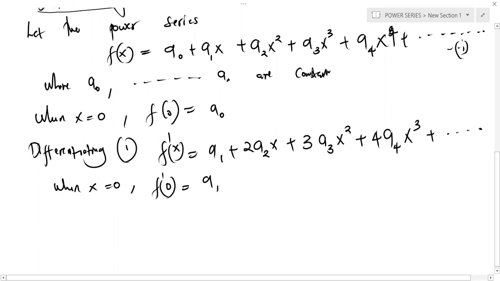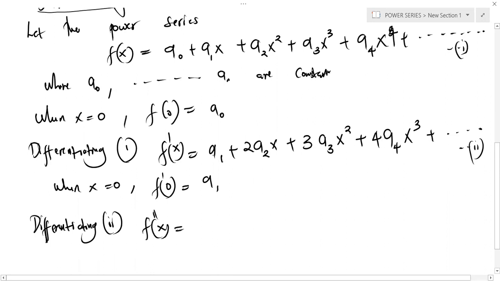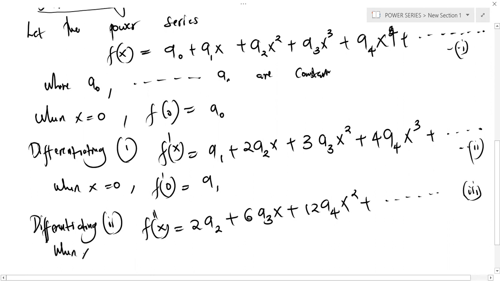Okay, continuing the same process. We can call this our equation 2. Differentiating equation 2, what do we get? We'll get f double prime of x is equal to, the derivative of the constant is 0. Differentiating the next term, we'll have 2a2 plus 6a3x plus 12a4x squared. Let's call this equation number 3. Now, when x is equal to 0, replacing the value of 0 here, we'll find that our f double prime of 0 will be equal to 2a2.